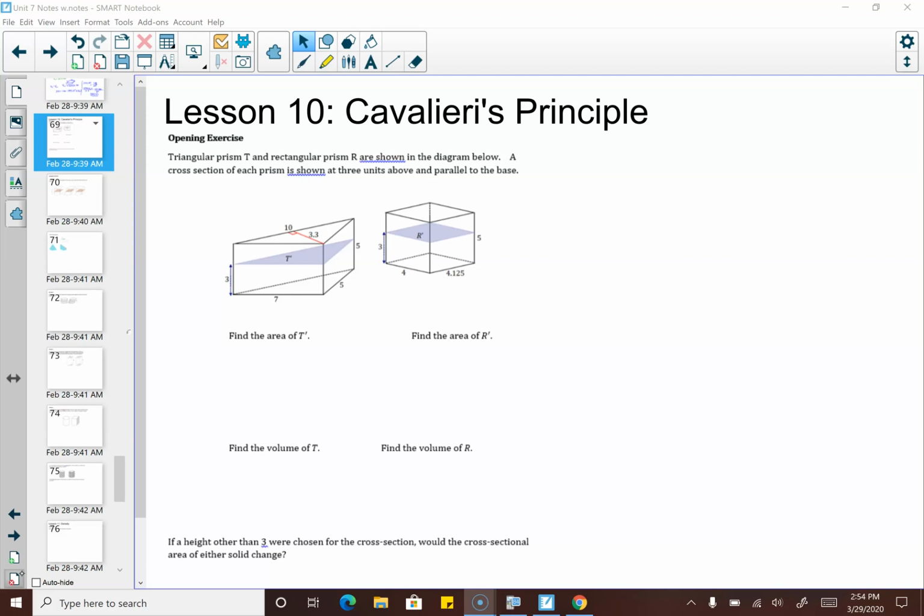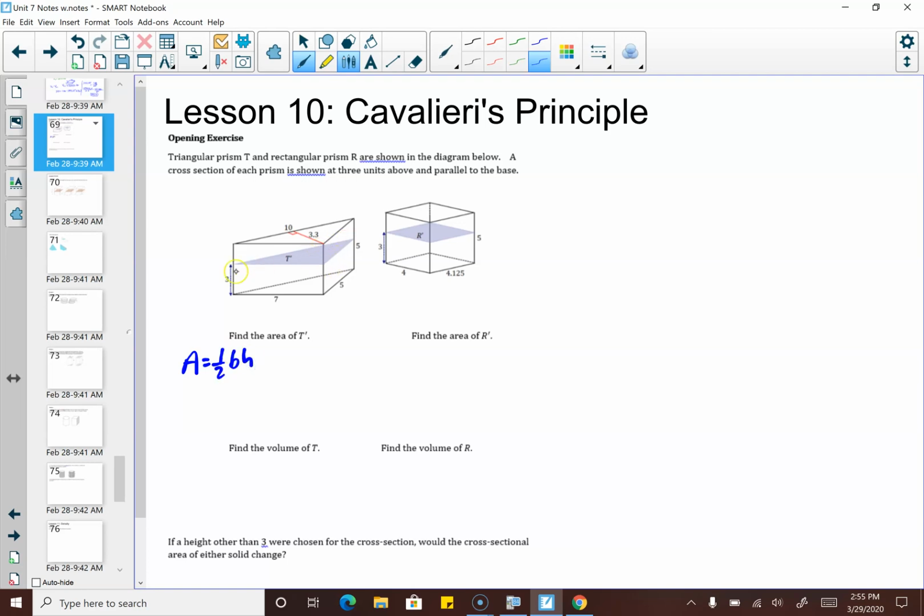Triangular prism T and rectangular prism R are shown in the diagram below. A cross-section of each prism is shown at 3 units above and parallel to the base. So they want us to find the area of T prime and R prime. Basically they want us to find the area of the two cross sections. The first one is a triangle. The area of a triangle is 1/2 base times height.